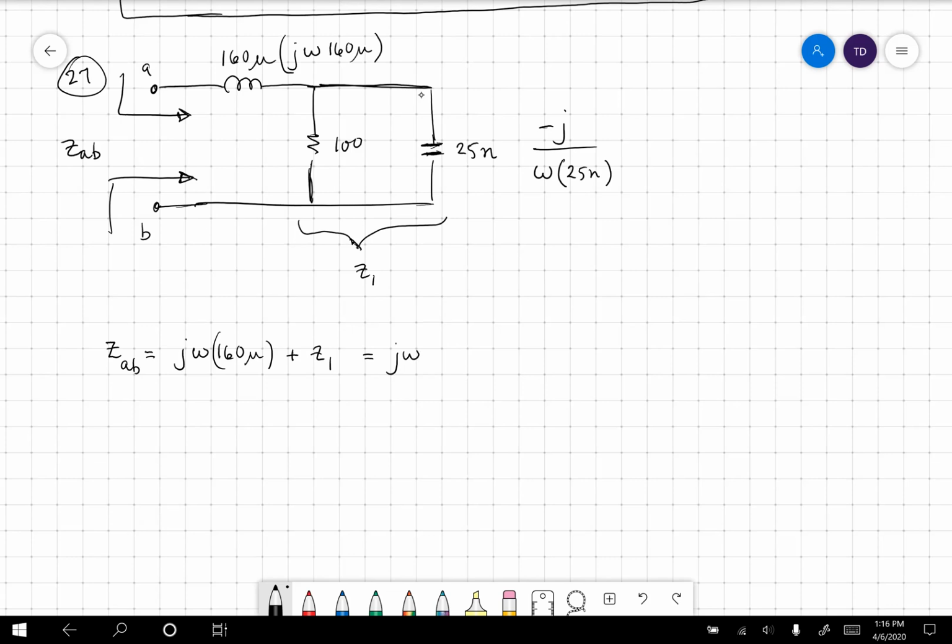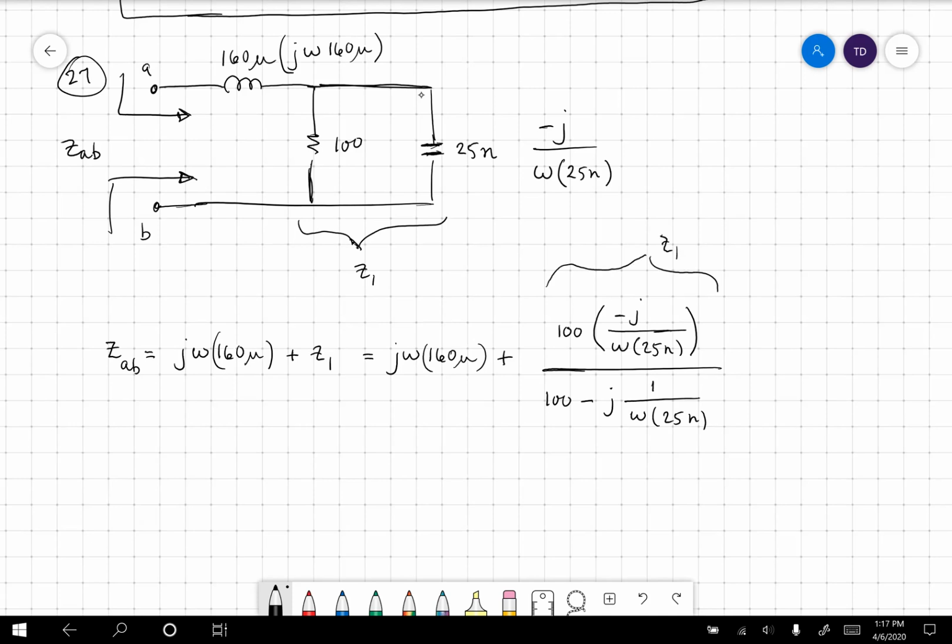Let's see what this is. This is J omega 160 micro, times the product over the sum: 100 times minus J omega times 25 nano, over the sum, 100 minus J, 1 over omega 25 nano. That's our Z1 term. The first term will just hang around for a while, and I want you to note that the first term is purely imaginary.